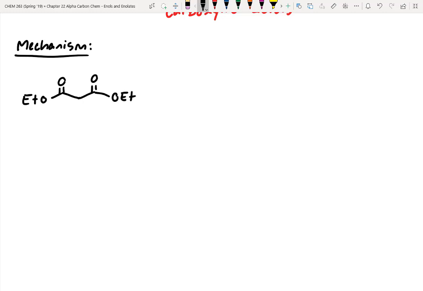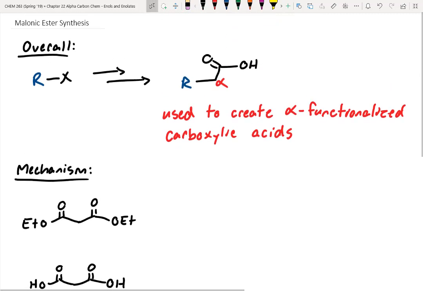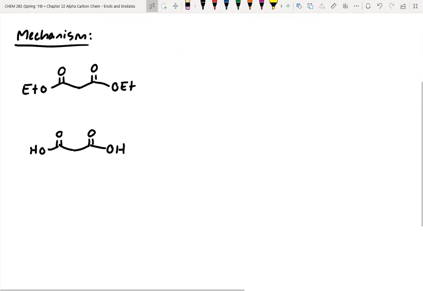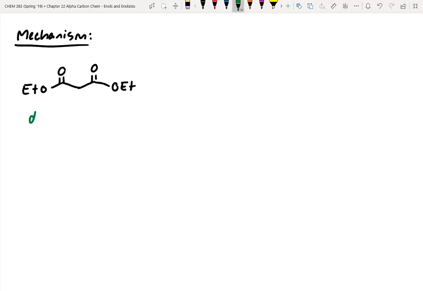So it's a diester, right? If we think about the corresponding acid that this ester must have been made from, what is this acid called? Malonic acid. I kind of gave it away with the title of the slide, right? So it's malonic ester. So this would be diethyl malonate. So you might see that name thrown around.